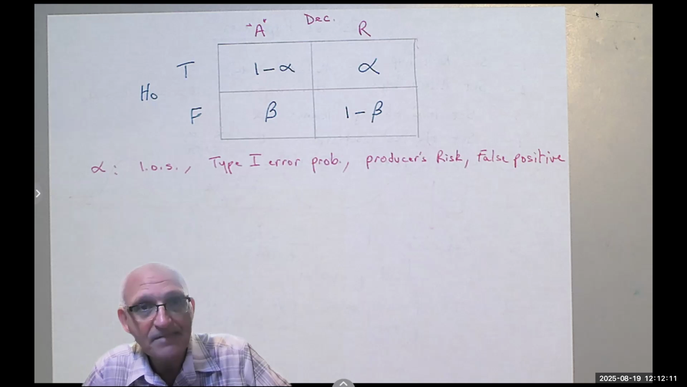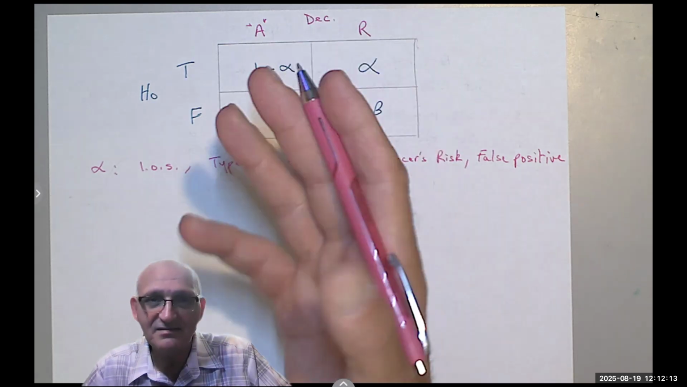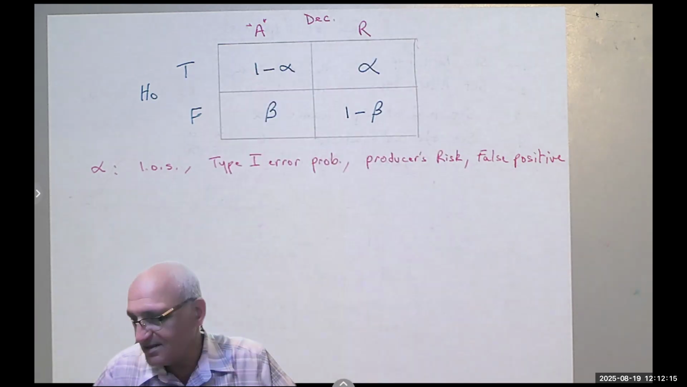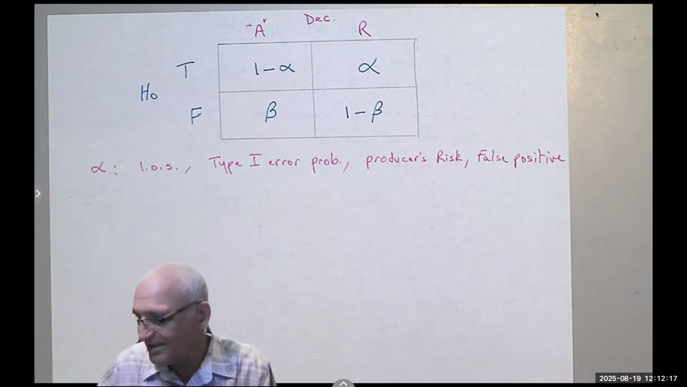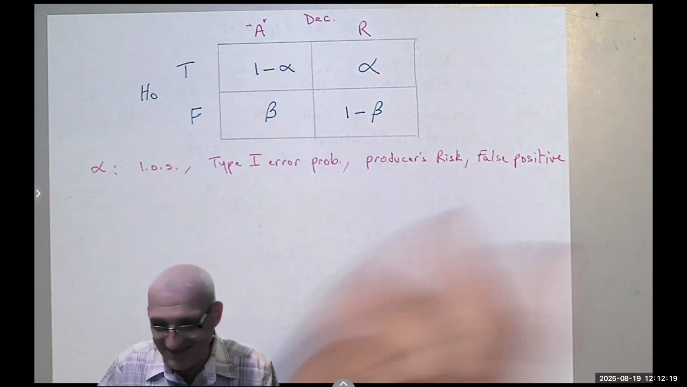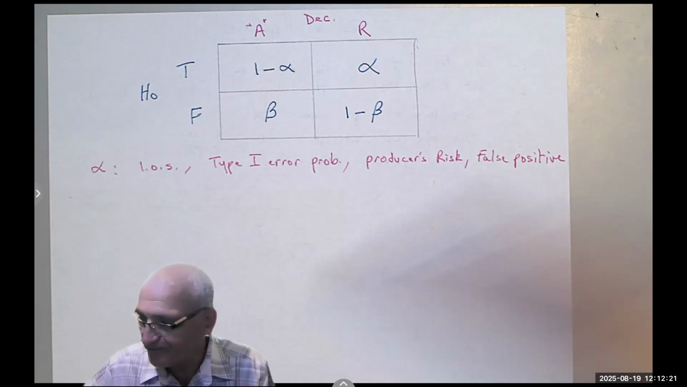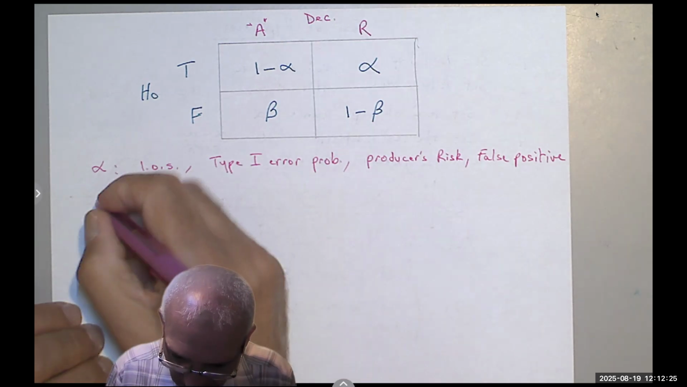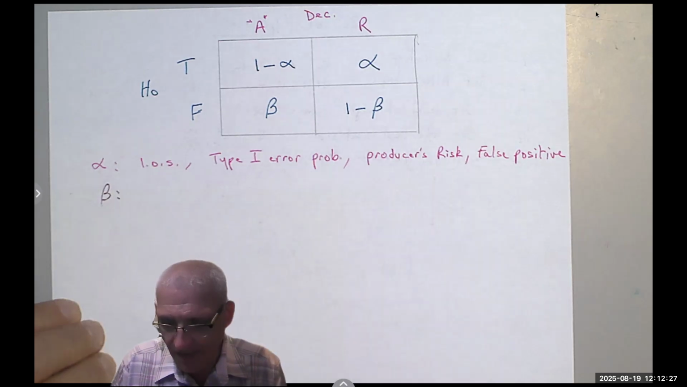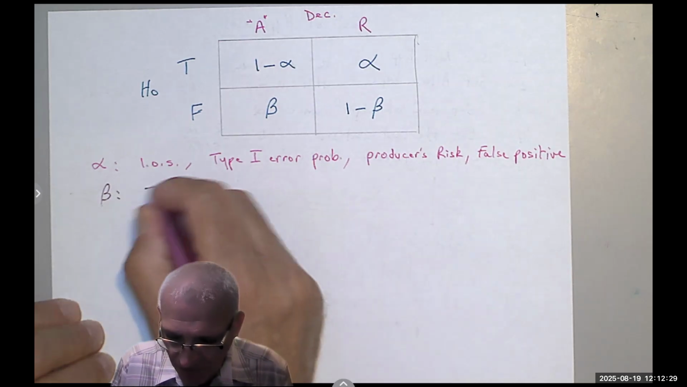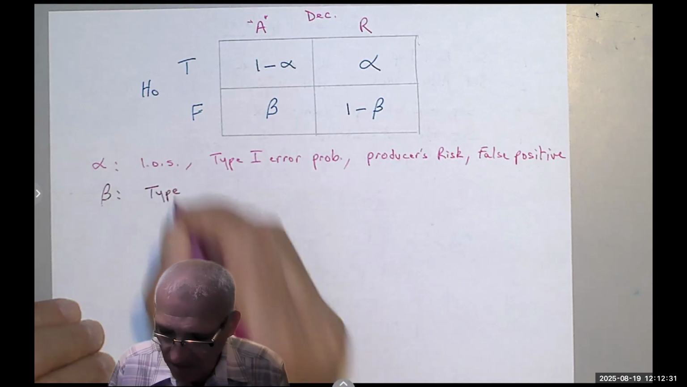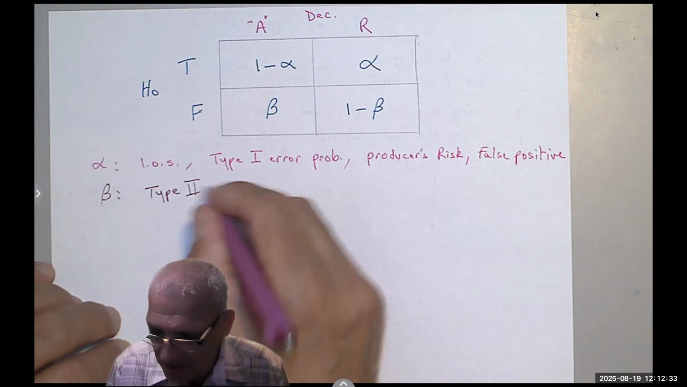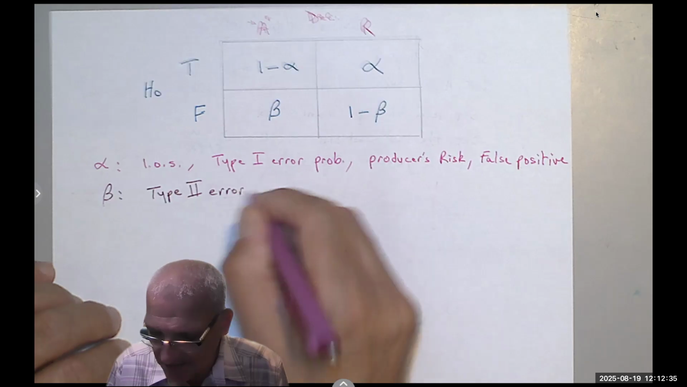Okay? 1 minus alpha doesn't have a name, unfortunately. Nobody likes 1 minus alpha, so it doesn't have a name. But what about beta? Beta is the type 2 error probability.